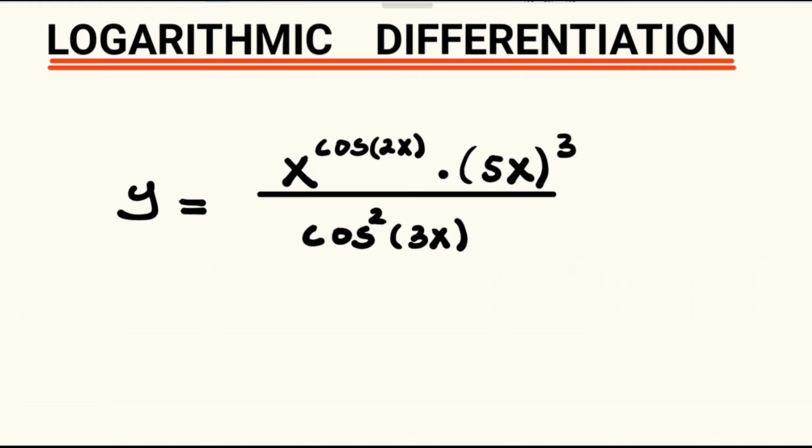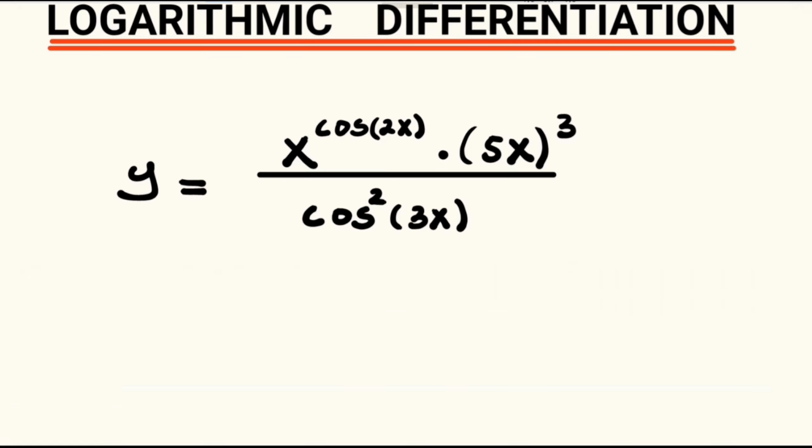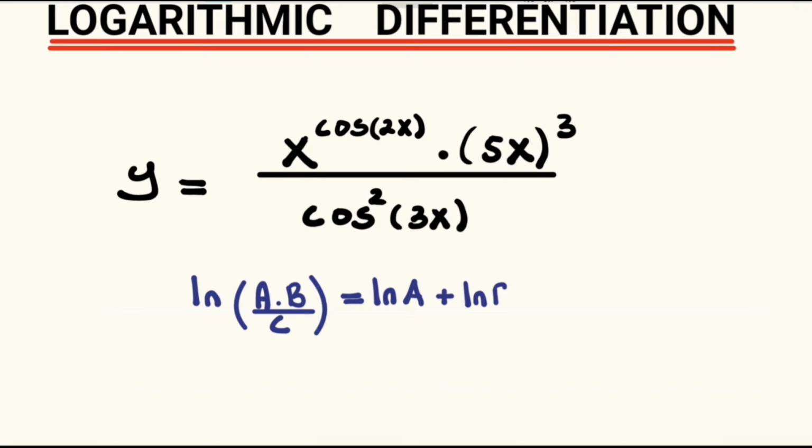My name is Bino. In this video, we are going to differentiate the following function using logarithmic differentiation. The following logarithmic law will be applied. Suppose that we have the ln of a multiplied by b divided by c. This will be equal to the ln of a plus the ln of b minus the ln of c, where the a will correspond with the x raised to the power cos 2x, and 5x raised to the power 3 will correspond with the b, and the cos squared 3x will correspond with the c.